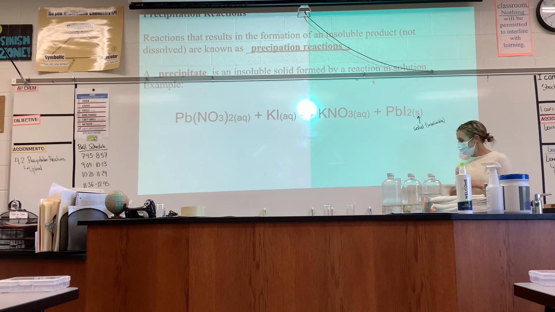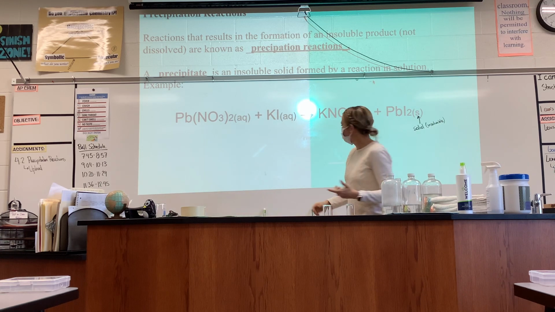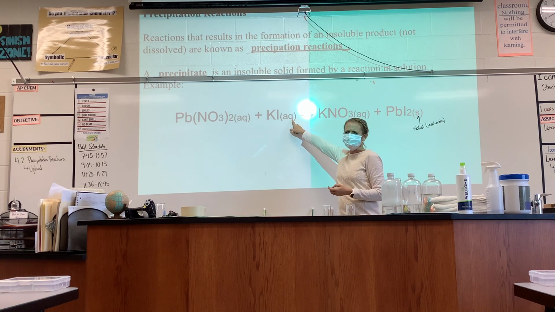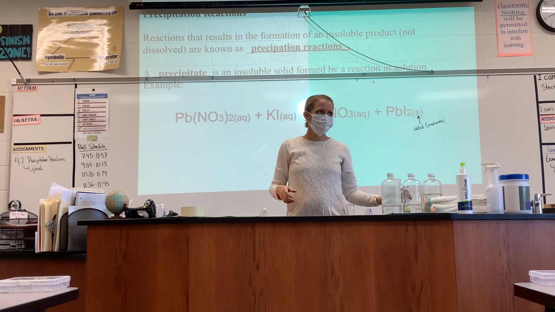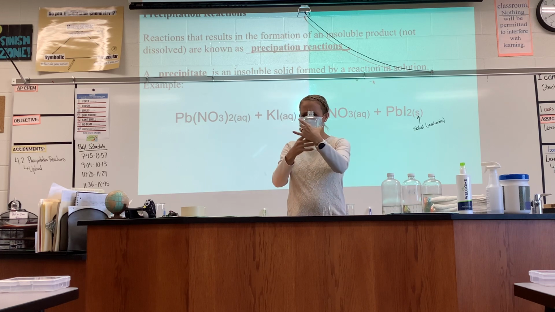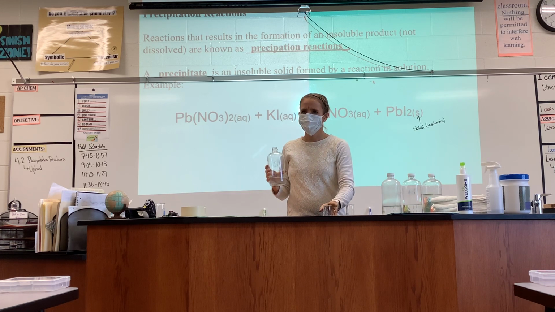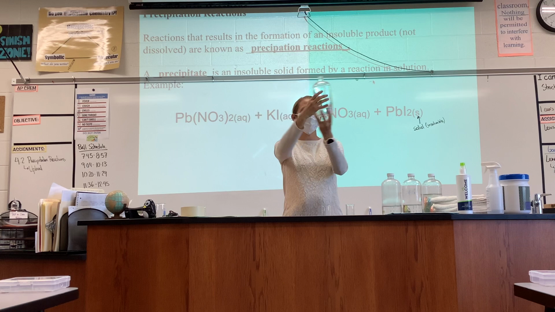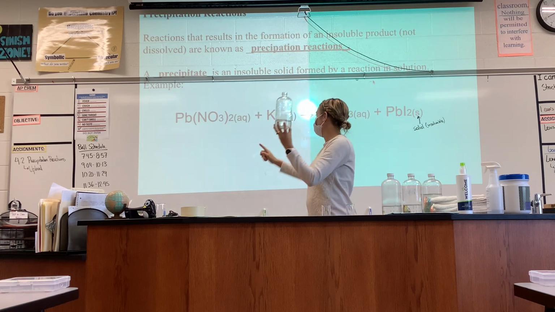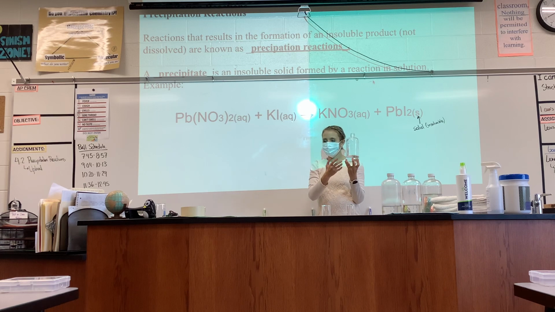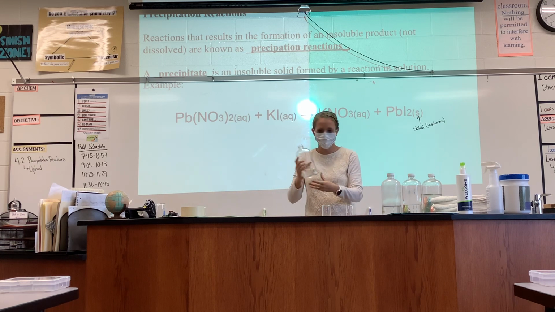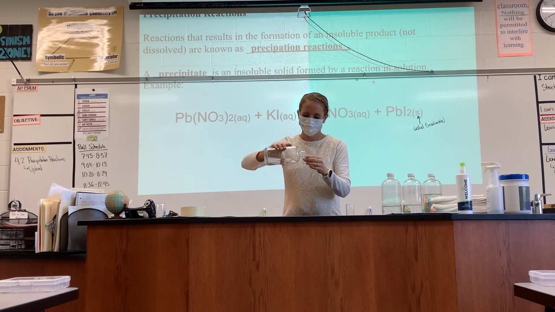Okay? In terms of what we see, what does AQ mean? Good, aqueous. What does that mean, though, when something is aqueous? It's dissolved. Good. So this right here is aqueous potassium iodide. This is its symbol. This is what it looks like. It looks like water because it's been dissolved in water.